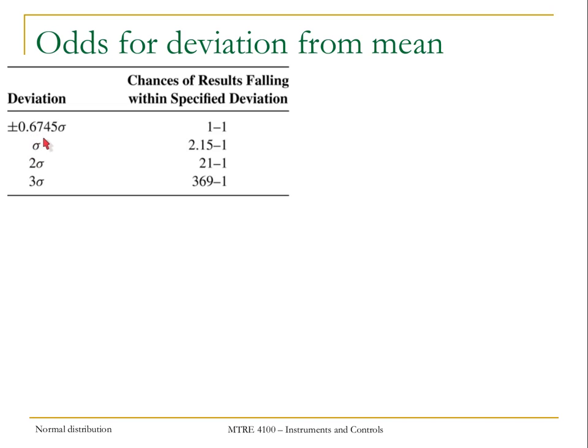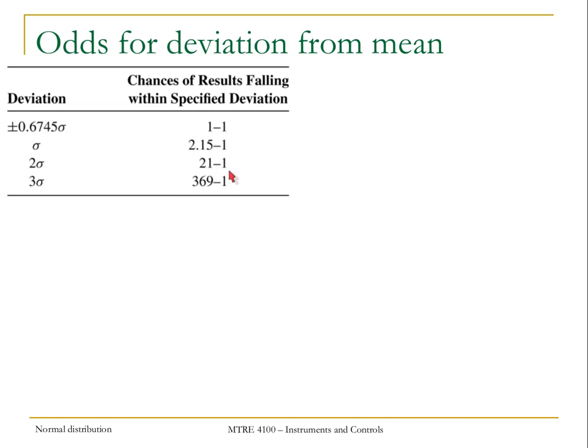So for 0.67 standard deviations, plus or minus 0.67 standard deviations away from the mean, we have 1-to-1 odds. For 1 standard deviation away from the mean, there's 2.15 to 1 odds that the value is going to be within that range. For 2 standard deviations, plus or minus 2 standard deviations away from the mean, there are 21 to 1 odds that the value is going to be within that range.